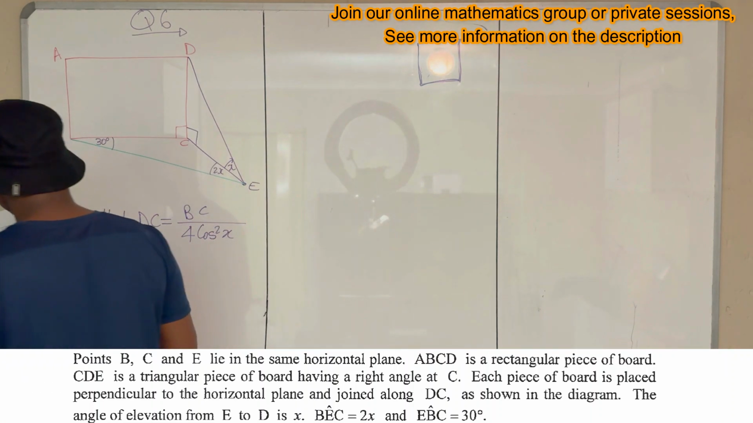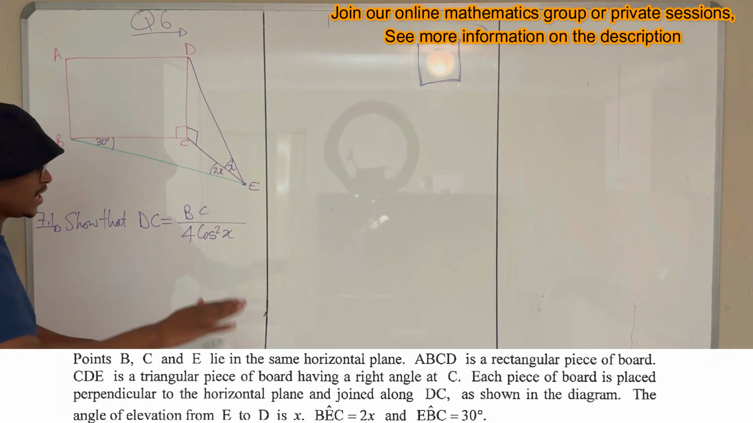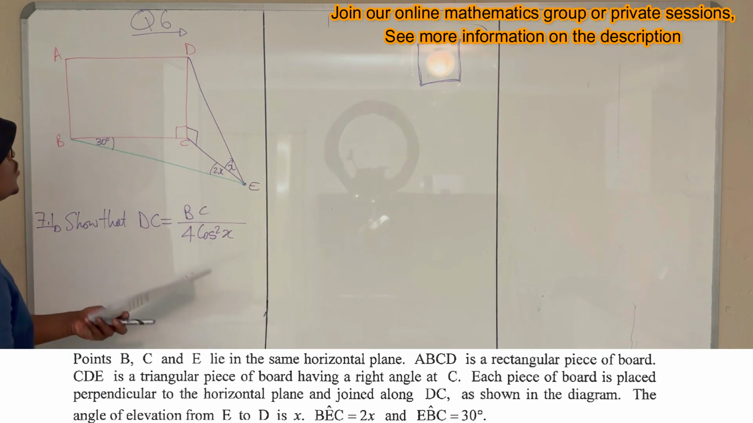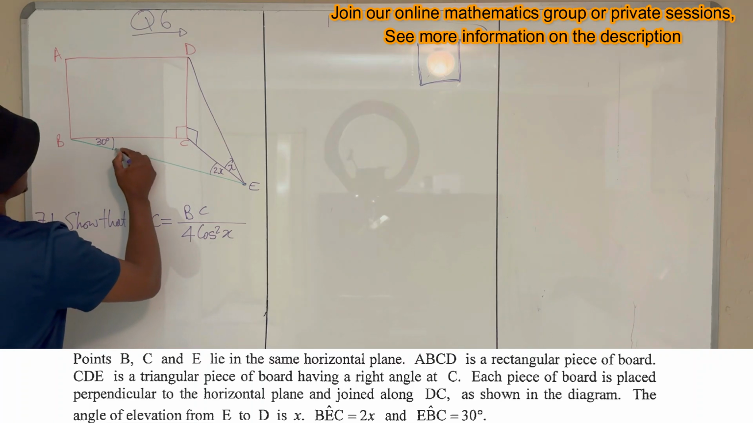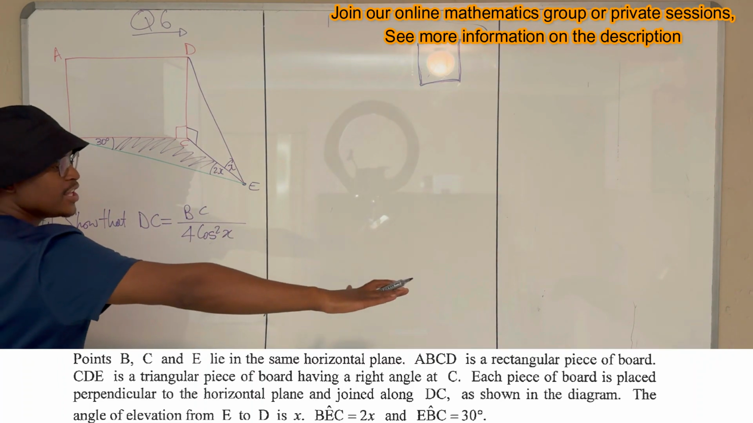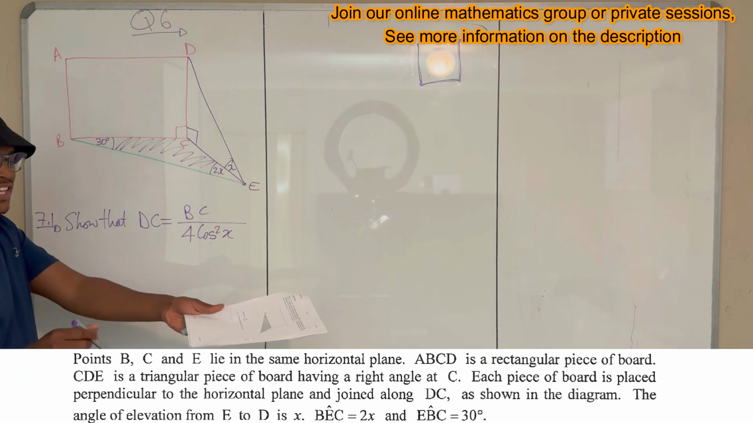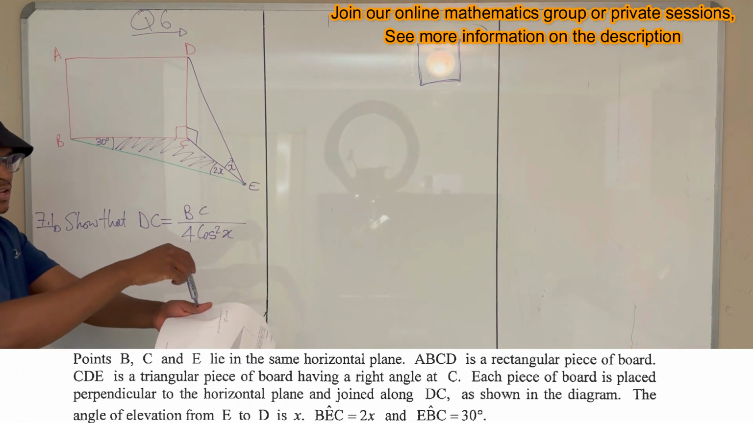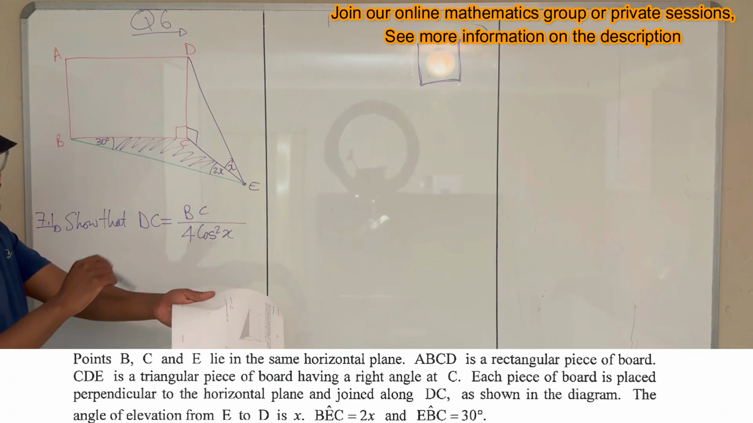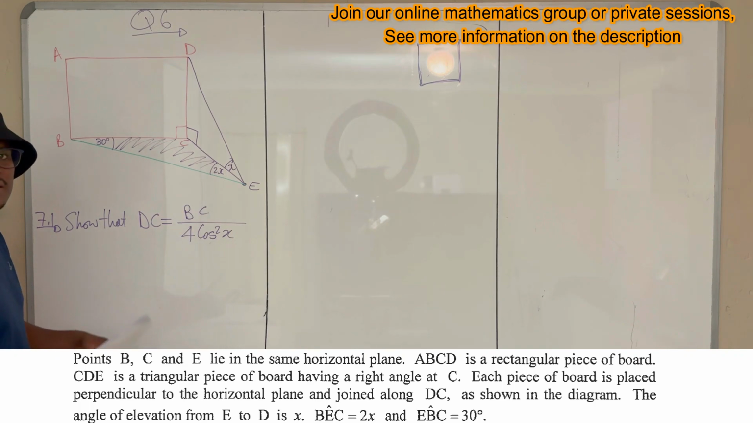So let's have a look here. They're saying B, C, and E are points on the same horizontal plane. So they form the surface or the base of whatever they are doing. So the part that I'm shading out is these 3 points forming a triangle along a horizontal surface. So if you have a horizontal surface here, you can say this is B, E, and C. They're all along the same horizontal plane.